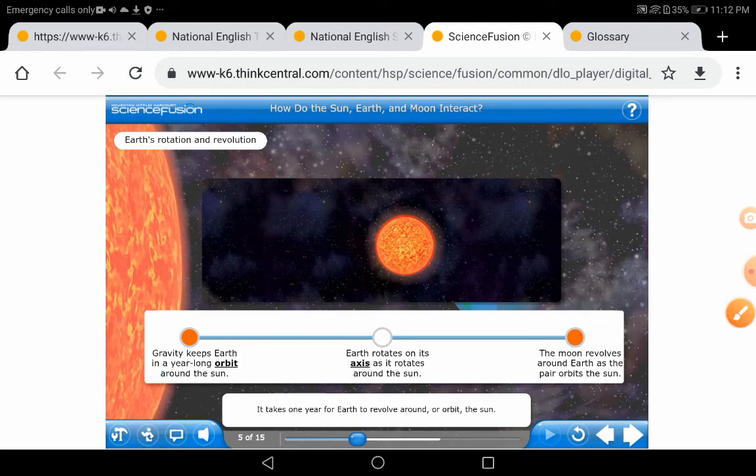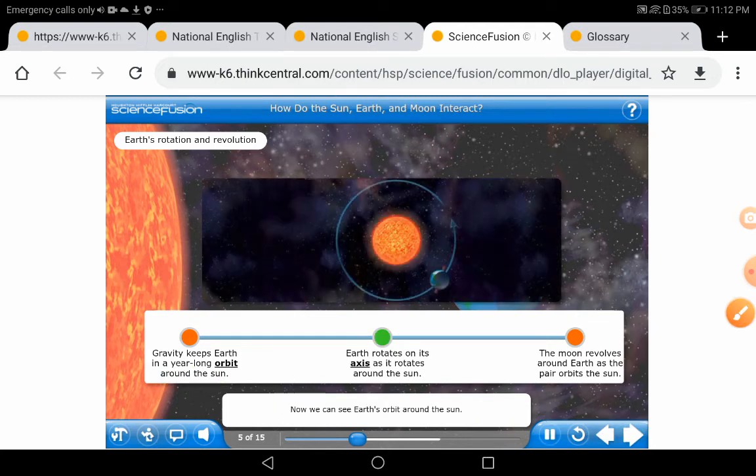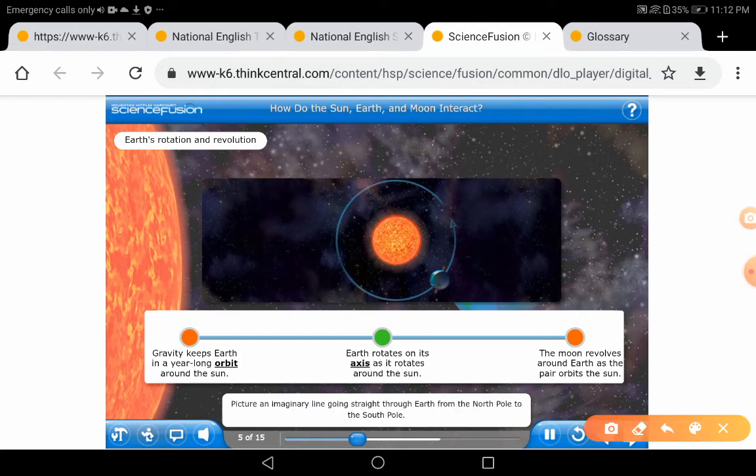Okay, next. Now we can see Earth's orbit around the sun. Picture an imaginary line going straight through Earth from the North Pole to the South Pole. That line is Earth's axis. Earth rotates or turns around its axis once each day. Notice that Earth's axis is not straight up and down compared to Earth's orbital path. Instead, Earth's axis is tilted slightly. This tilt is what causes seasons.